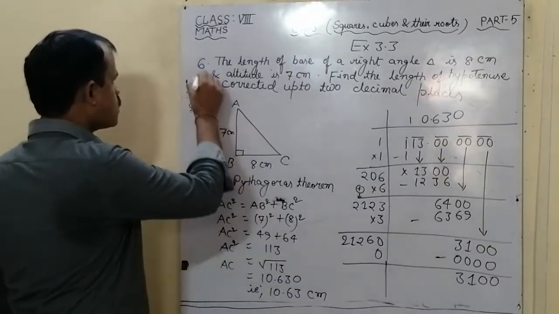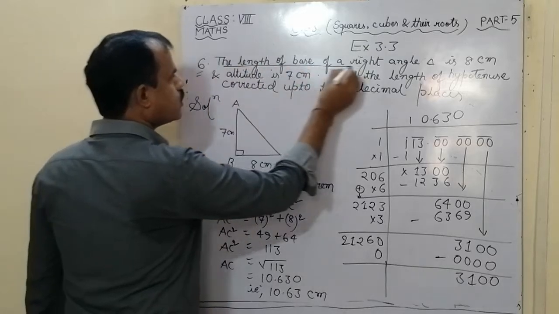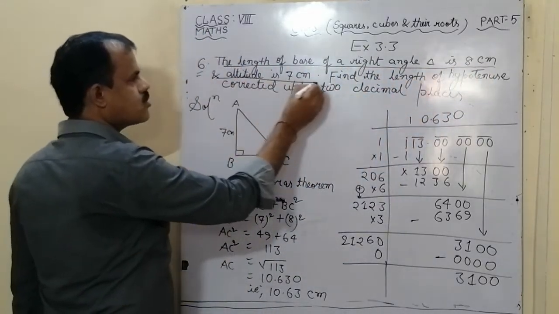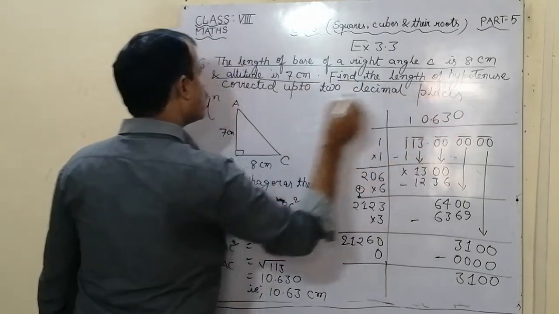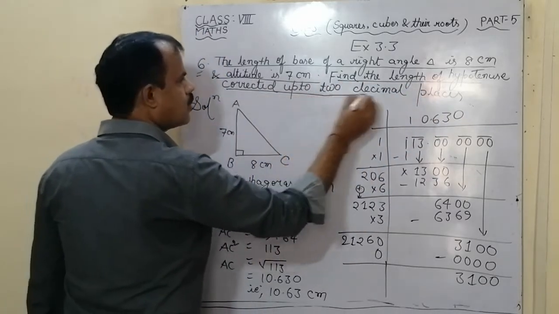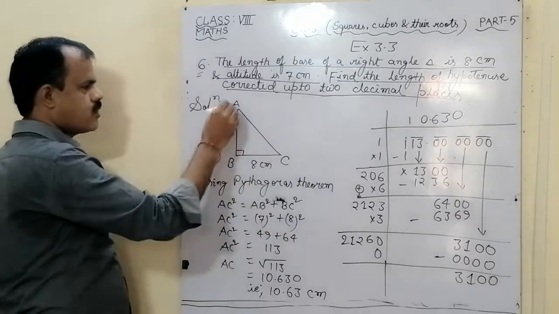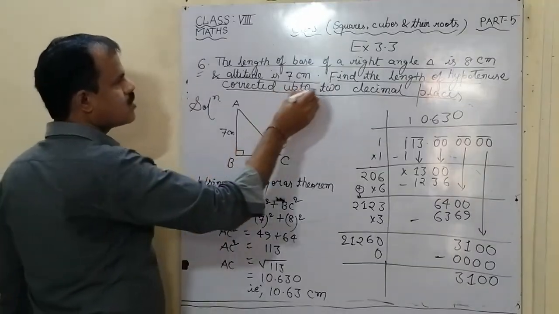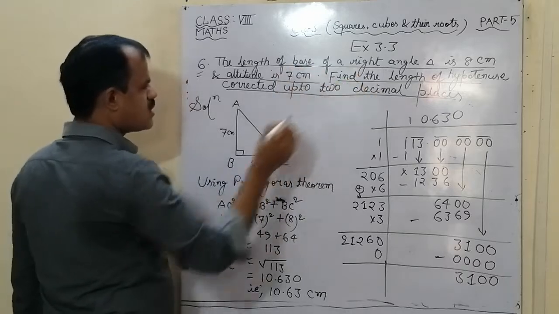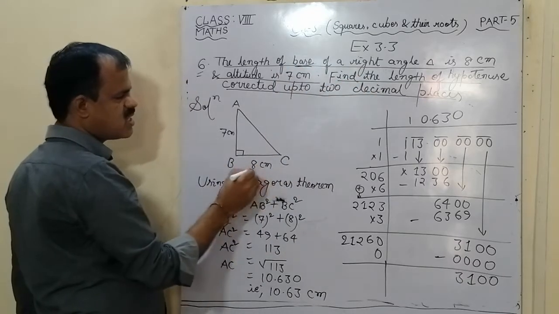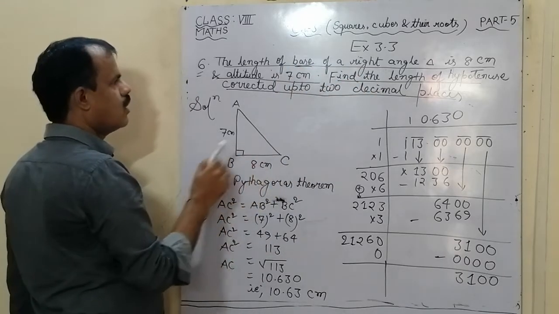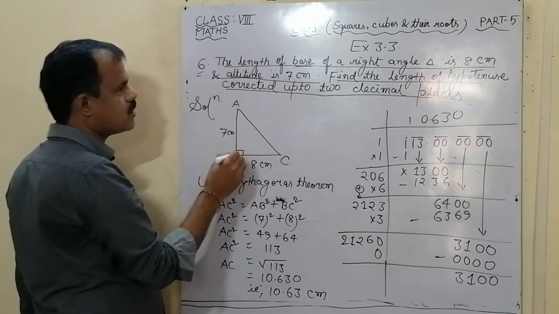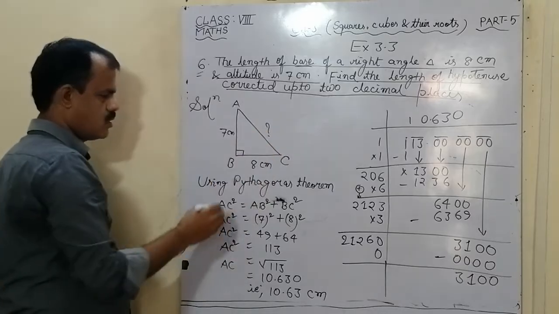Yes students, question number 6. The length of the base of a right angle triangle is 8 cm, altitude 7 cm. Find the length of the hypotenuse corrected up to 2 decimal places. First we make a right angle triangle. Here you see the base is 8 cm, so we write here BC 8 cm. Altitude 7 cm, so we write AB 7 cm. We have to find this hypotenuse.